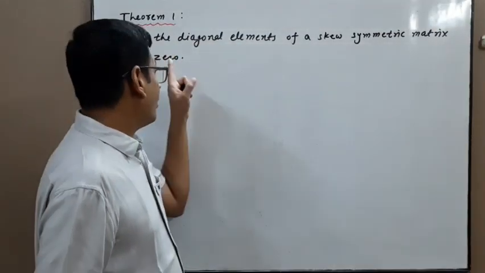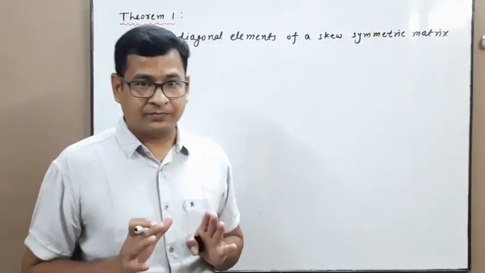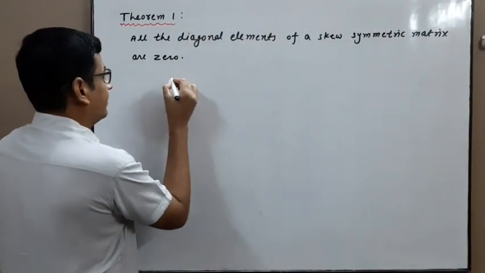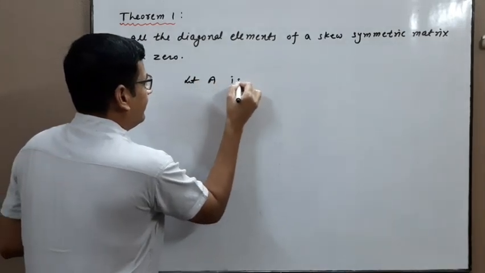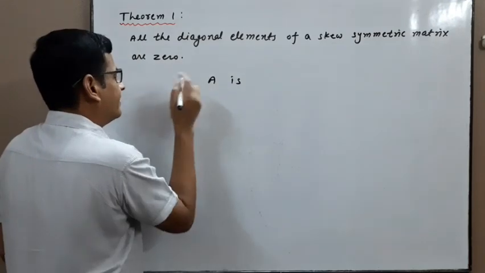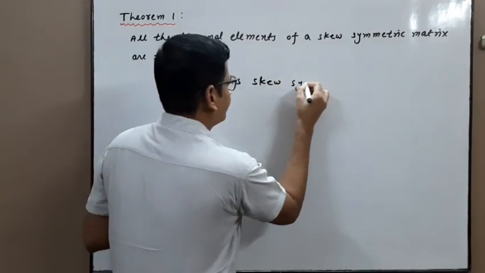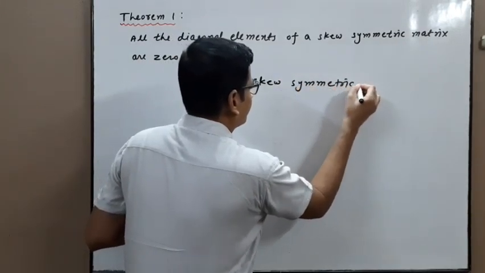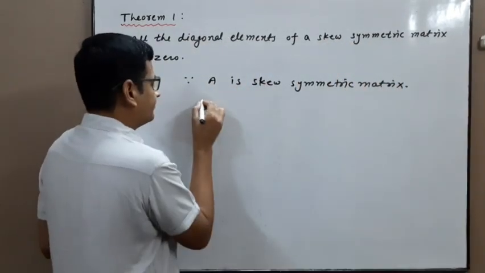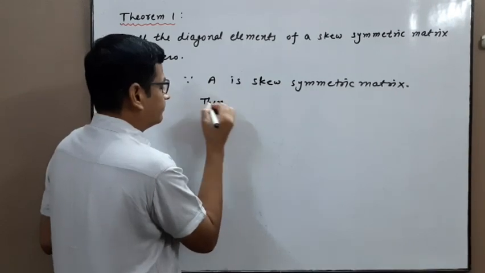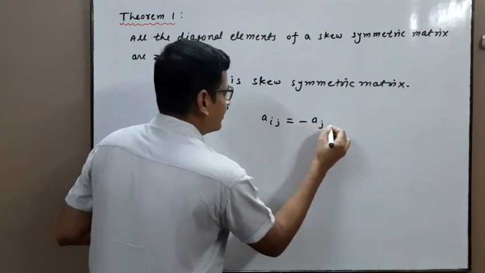Theorem 1. All the diagonal elements of a skew symmetric matrix are 0. Proof. Since A is a skew symmetric matrix, then the element of the ith row and jth column equals minus the element of the jth row and ith column.